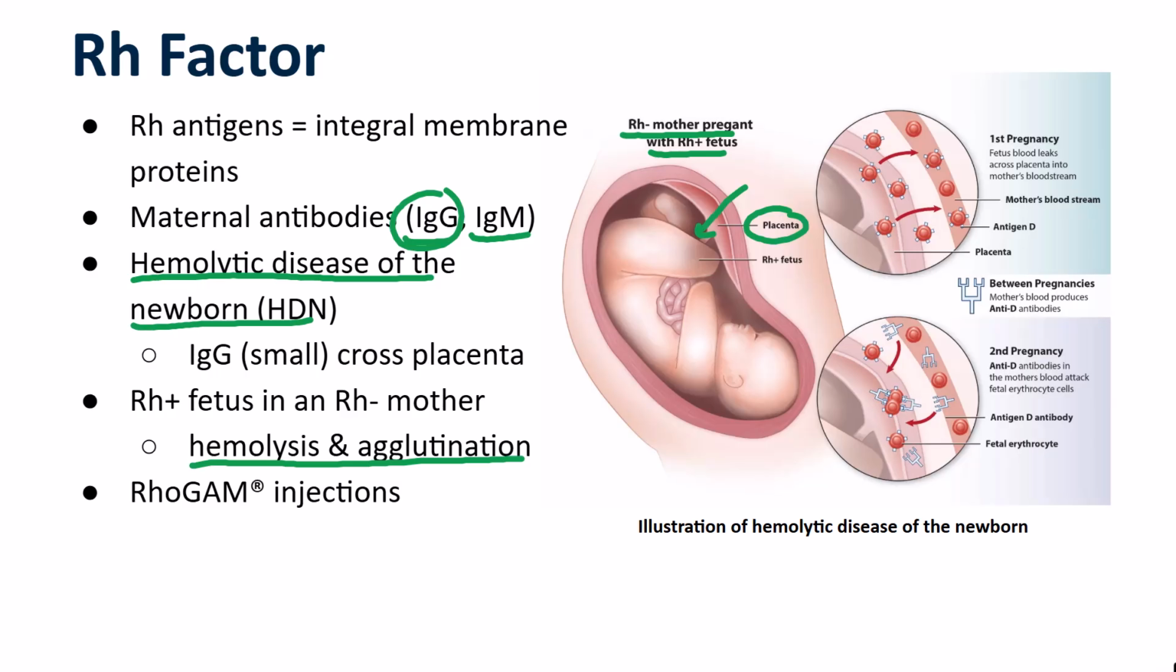Now, there is a way of preventing this, and it's a rather simple injection. It's something called RhoGAM. And for those individuals who are Rh negative, during their first pregnancy, RhoGAM is indicated prophylactically to just ensure that there isn't an immune response. It's a very economical and effective way of preventing hemolytic disease of the newborn.